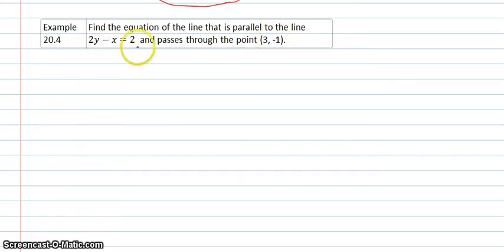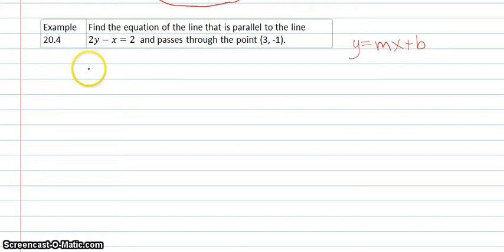So the first thing that I'm going to do is get the y by itself, so it'll be in slope-intercept form. That's y equals mx plus b. So that the y is by itself and I'll know what the slope is, and then I can put in the point 3, negative 1 to find out what the y-intercept or the b value is.